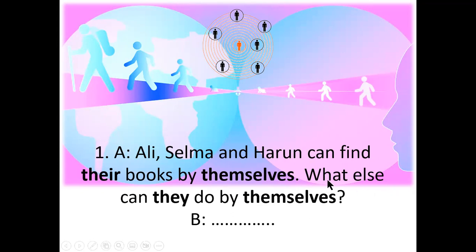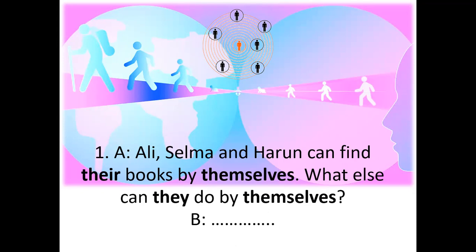So, do you recognize the function of the pronoun here? For example, we don't ask, what else can Ali, Selma, and Harun? We avoid repeating them. We avoid repetition. We don't use Ali, Selma, and Harun again. So what do we use? We use the pronoun. What else can they do by themselves? So our logic is the same.